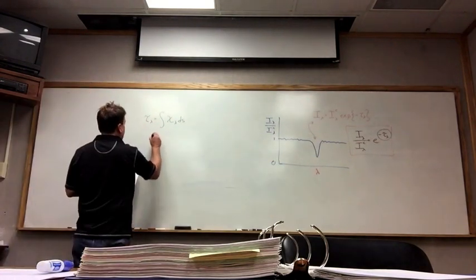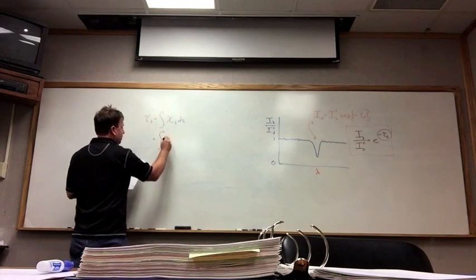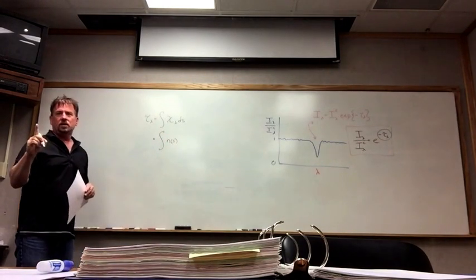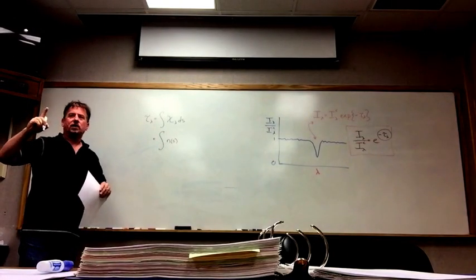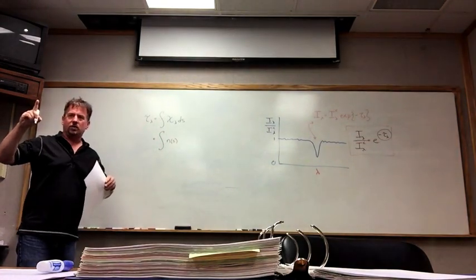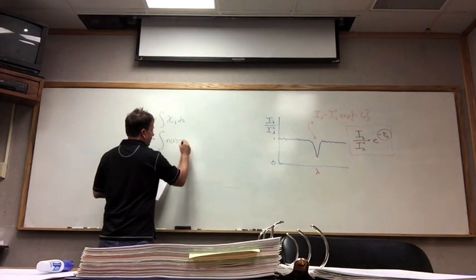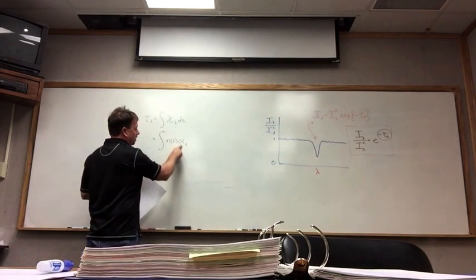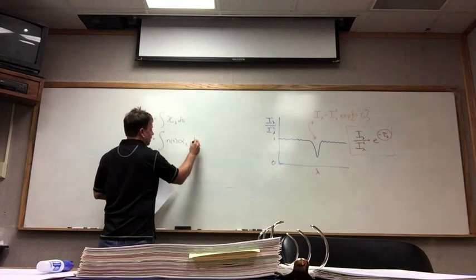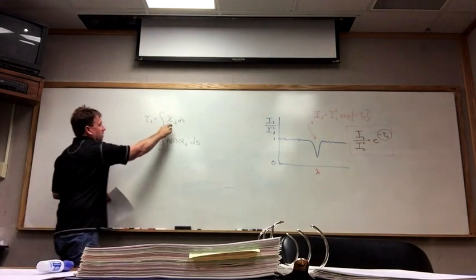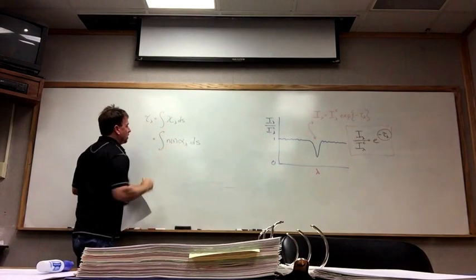That we said was equal to the number density of that particular absorber, meaning singly ionized calcium in the ground state, or etc., times the cross section. Basically replace that with the density times the cross section.